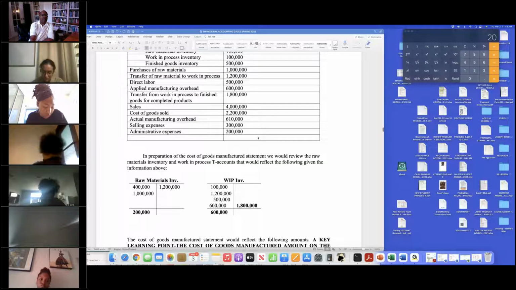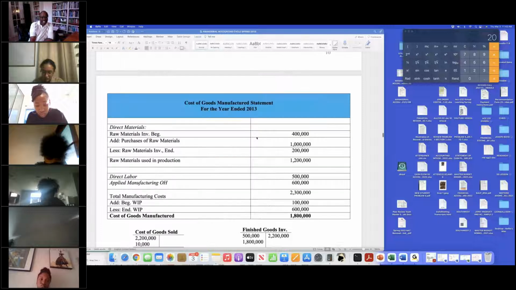So the first new statement is the cost of goods manufactured. The purpose of this statement is to say, okay, how much did it cost us to make these items? Notice what's on these statements: direct materials, direct labor, and applied manufacturing overhead. That's what it always is. What's the raw materials cost? What's the labor? How much overhead do we estimate for our total manufacturing cost?